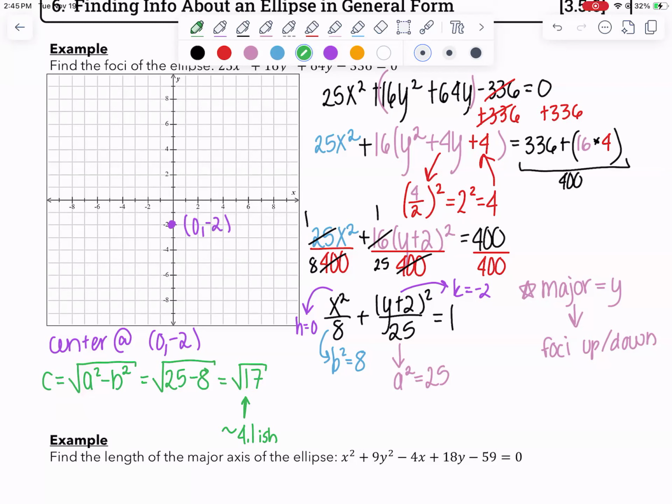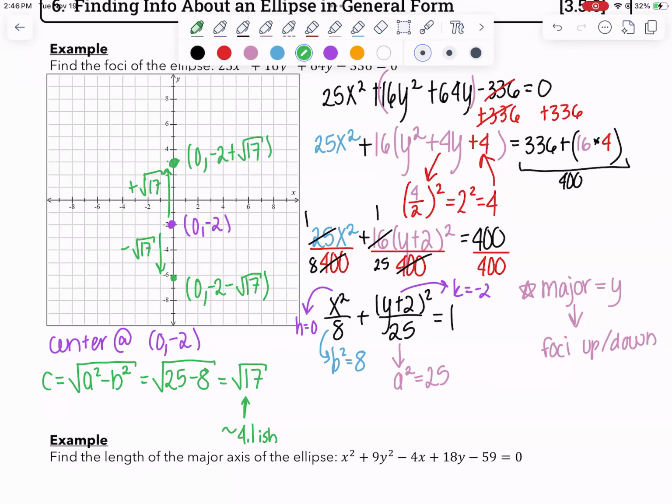What really matters, we have this center at 0, -2. The foci, they're like 4.1-ish units down. It needs to go square root of 17 units down from -2, because the y value was -2. The first focus is going to be at the point, same x value 0, then it's -2 minus the square root of 17. And then you go square root of 17 units up from that y value. And this is going to be 0, -2 plus square root of 17.